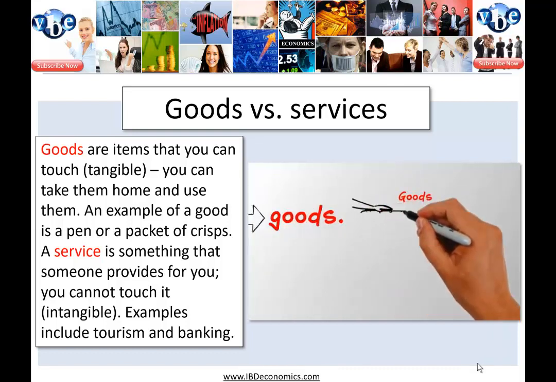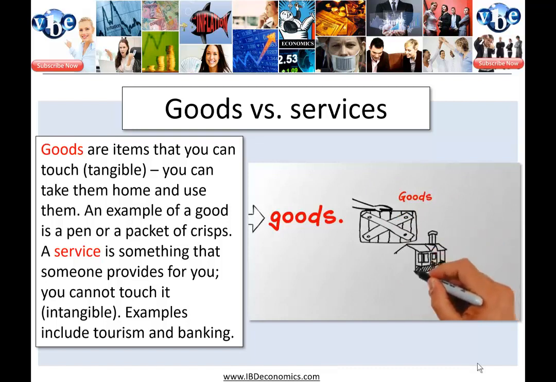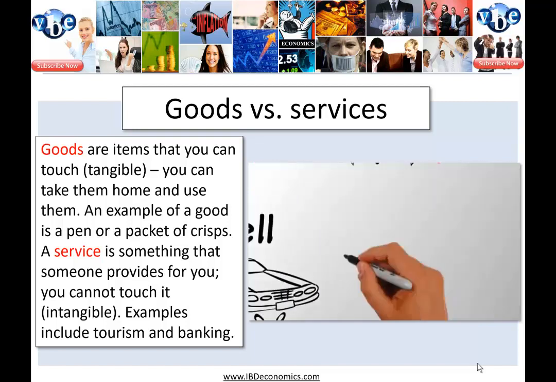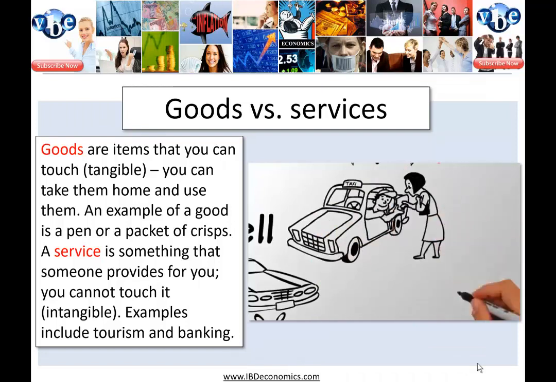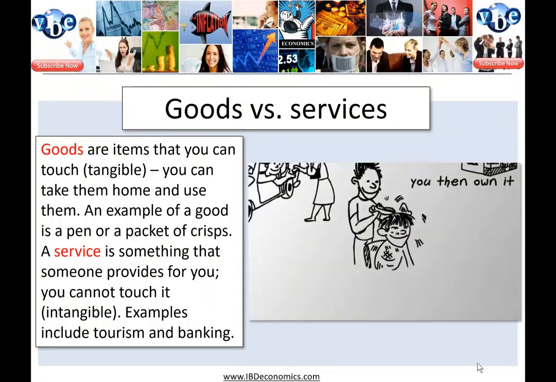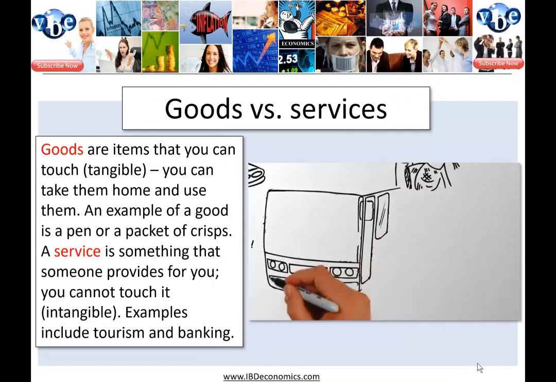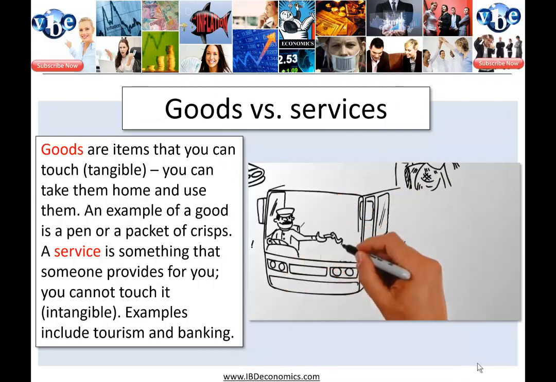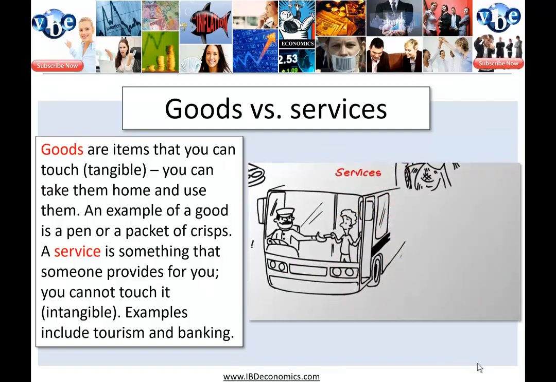Goods are things that you can touch, feel, and take home with you. If you buy a good, you then own it. Services are things other people do for you, which you pay them for. If you get a haircut, that is a service because you are paying the hairdresser to cut your hair. If you pay a bus driver to take you somewhere, that's also a service. You can't touch a bus ride or take it home with you. A bus ride is a service, not a good.